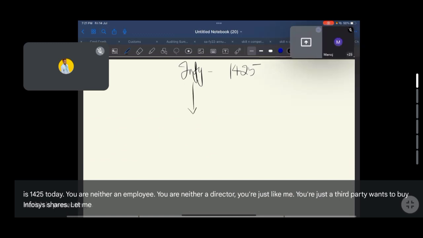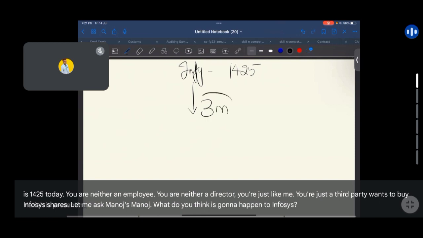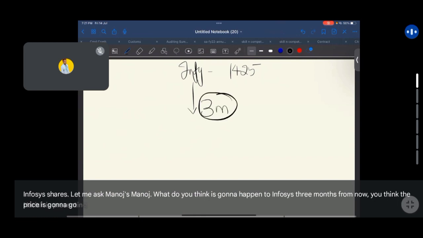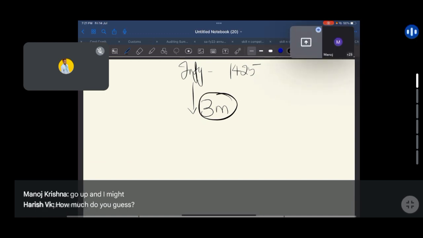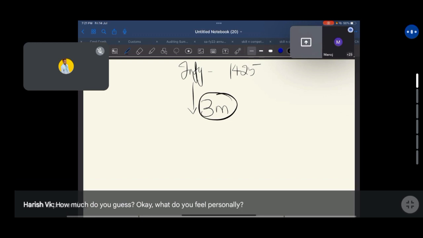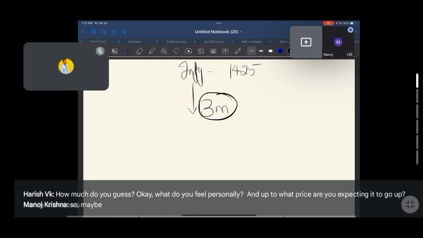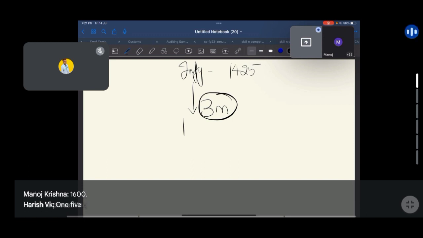Let me ask Manoj. Manoj, what do you think is going to happen to Infosys 3 months from now? You think the price is going to go up or come down? Sir, go up, sir. Might go up. How much do you guess? Okay, what do you feel personally? Sir, it will go up, sir. And up to what price are you expecting it to go up? Sir, maybe 1600. 1.5 or 1.6? 1.6, sir. 1.6 in 3 months?